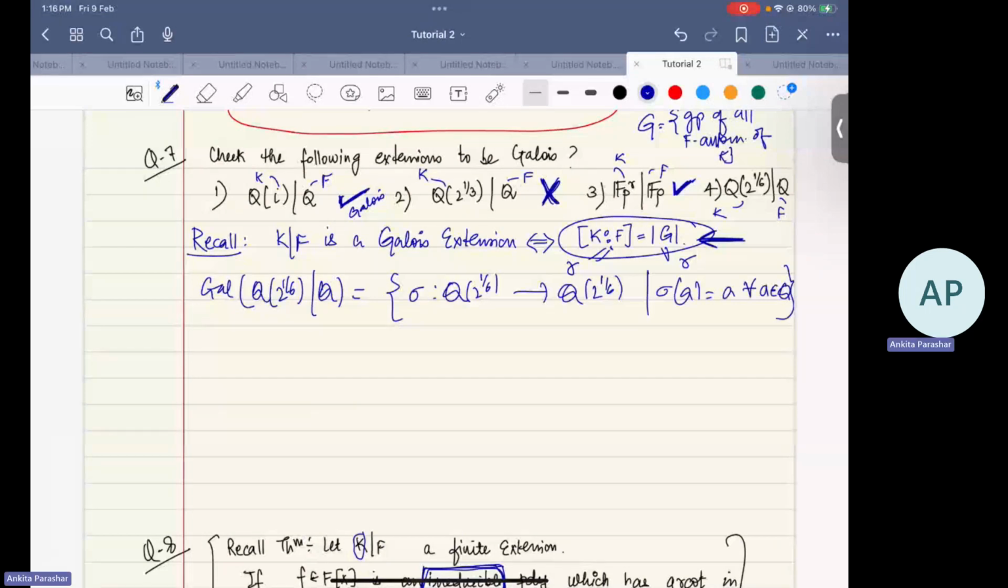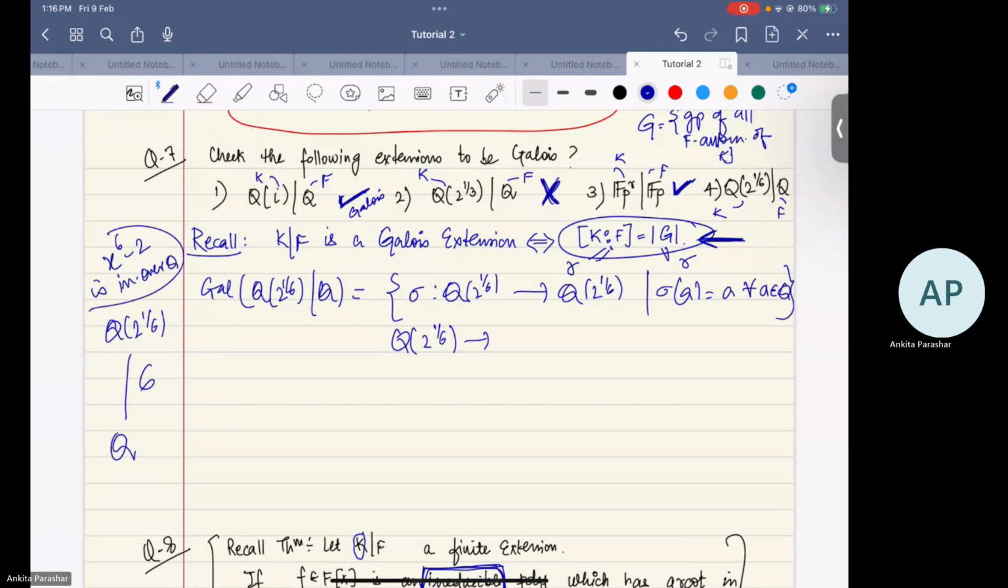Now look at them. Notice Q(2^(1/6)) over Q. First of all, the degree. The degree is how many? It's 6, right? Because x^6 minus 2 is irreducible over Q. Knowing this fact, the degree is 6. We want to know the order of the group. Is it more than 6 or less than 6? More than 6, we know it's never there. But you can see that the Galois group can be either less than 6 or equal to 6. Let's check what that is.